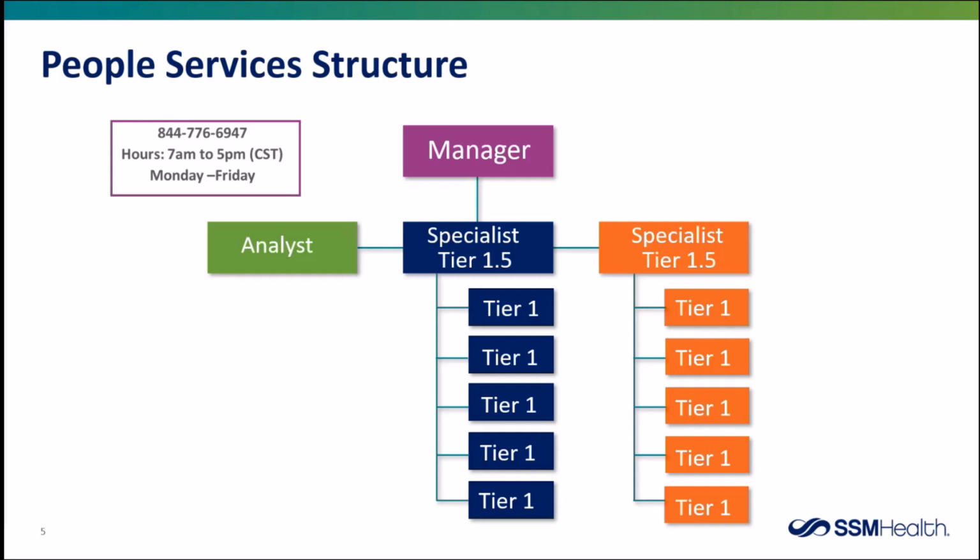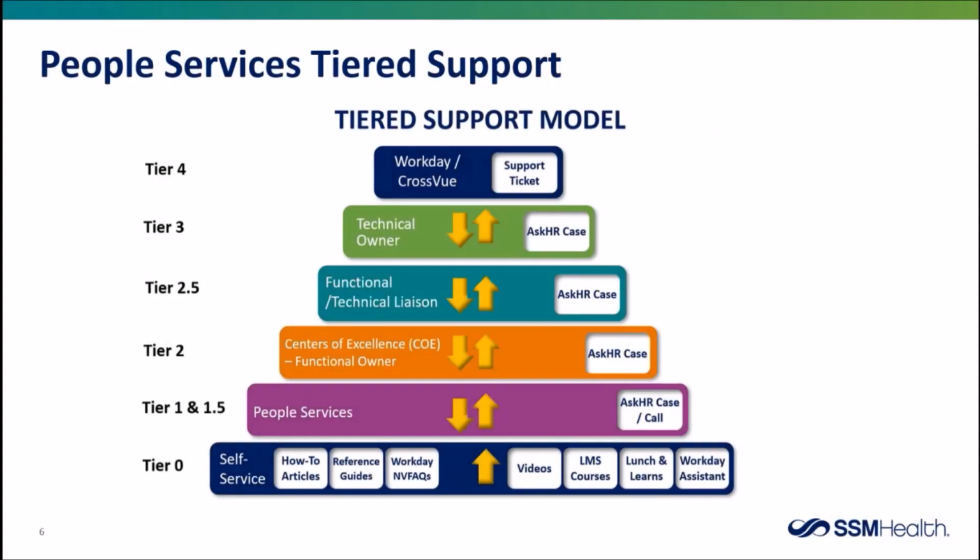Next, let's dive a little deeper into the structure of our team and how it relates to answering calls and working Ask HR cases. Not only do we provide Tier 1 support on the phones, but we receive all Ask HR cases that come through. On the screen, you can see our typical process when receiving cases. Note the first step at the bottom of the service pyramid. We encourage all employees to engage in self-service. The how-to articles, reference guidelines, Workday News, Views, and FAQs, our videos, LMS courses, our Lunch and Learns, and our Workday assistant. These all make up what we refer to as Tier 0 support.